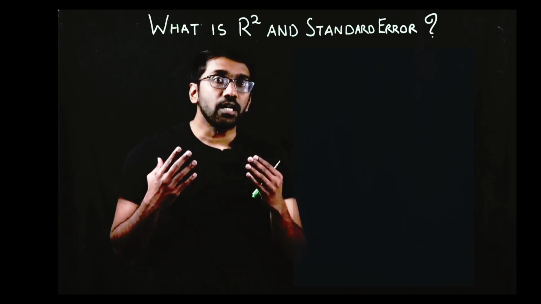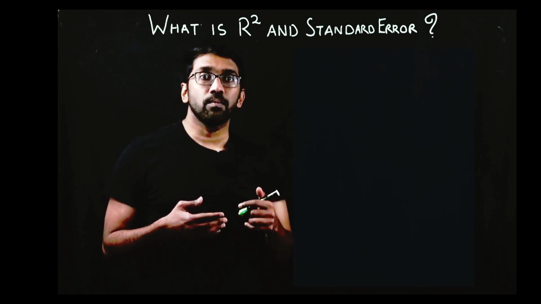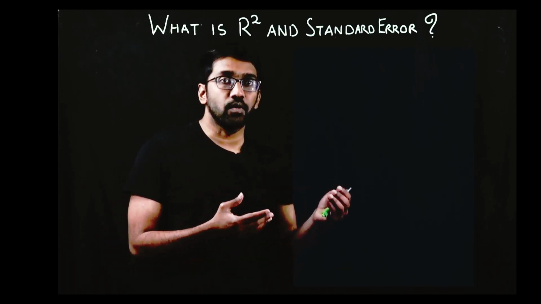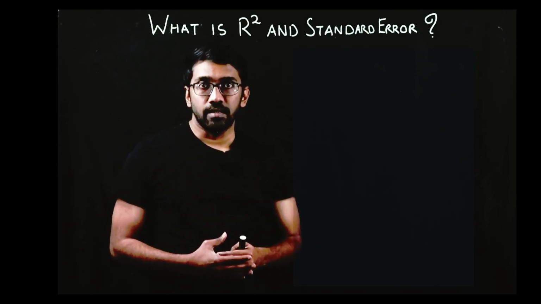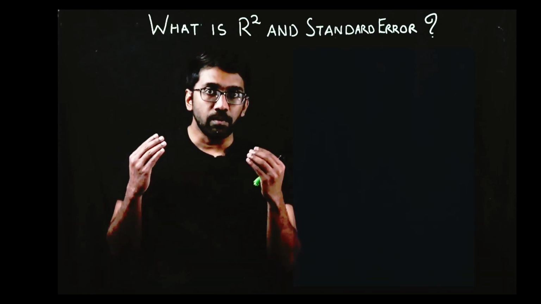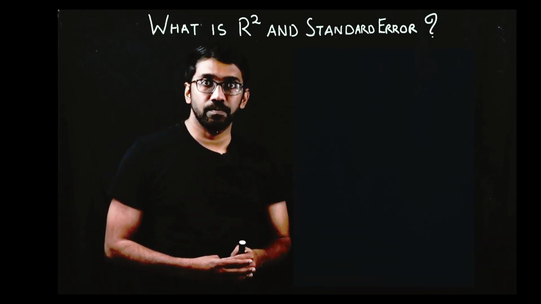You might be aware that R-square and standard error are widely used statistical terms for quantifying the performance of a machine learning based regression model. So today let us try to understand what R-square and standard error is all about, and we'll try to understand the mathematical equations behind that, and we'll also try to implement the same thing in Python.